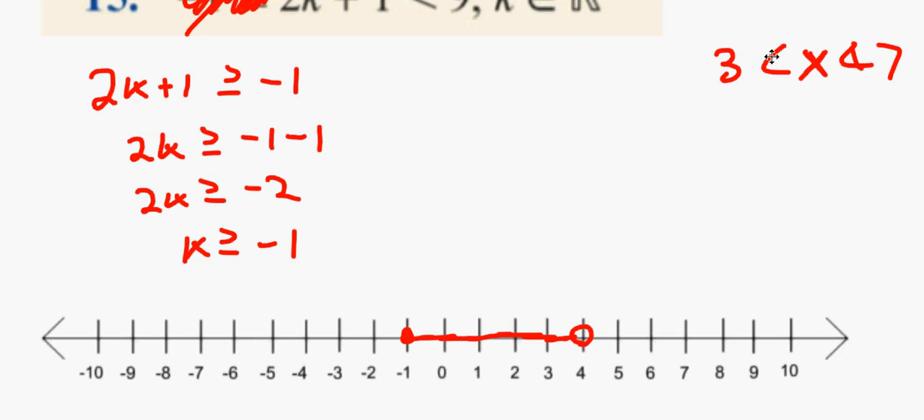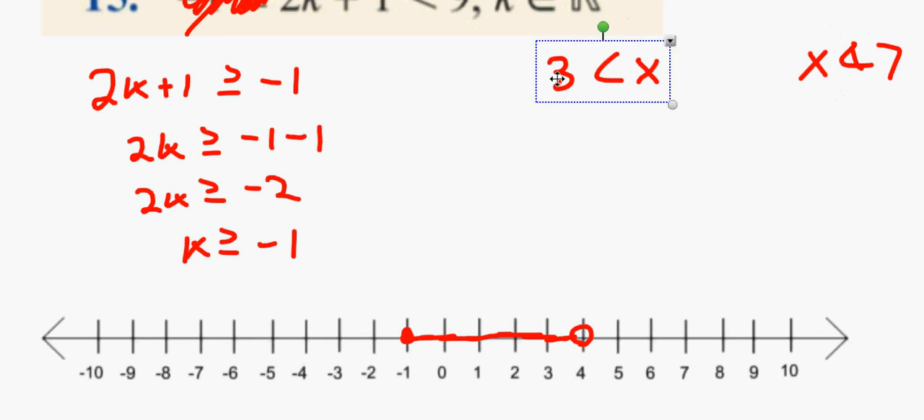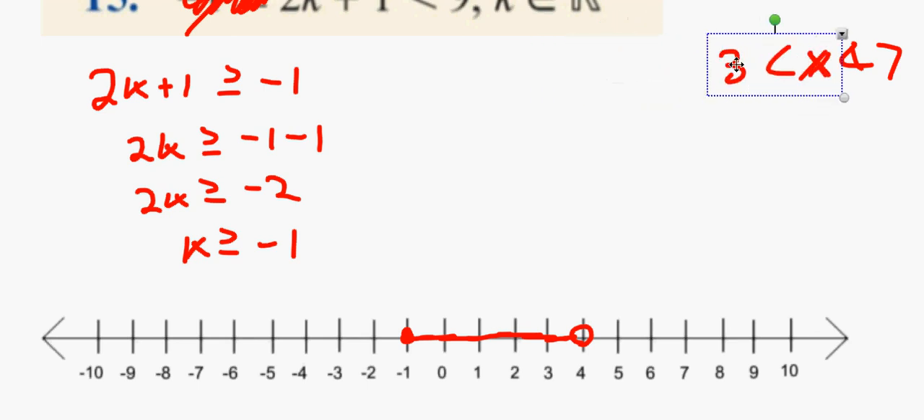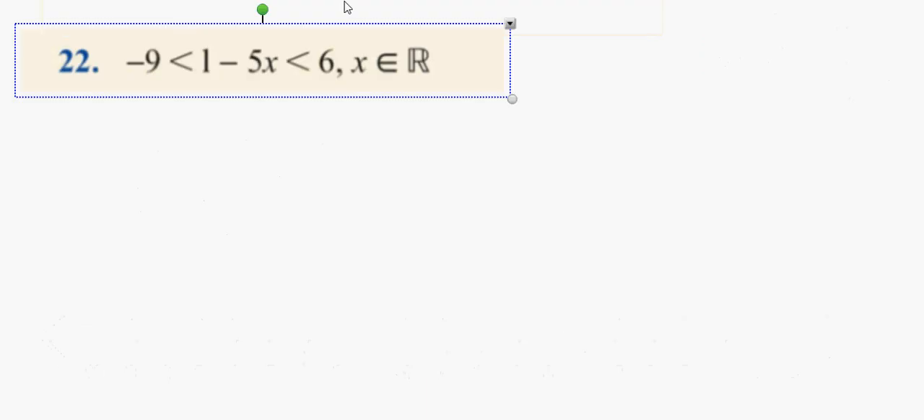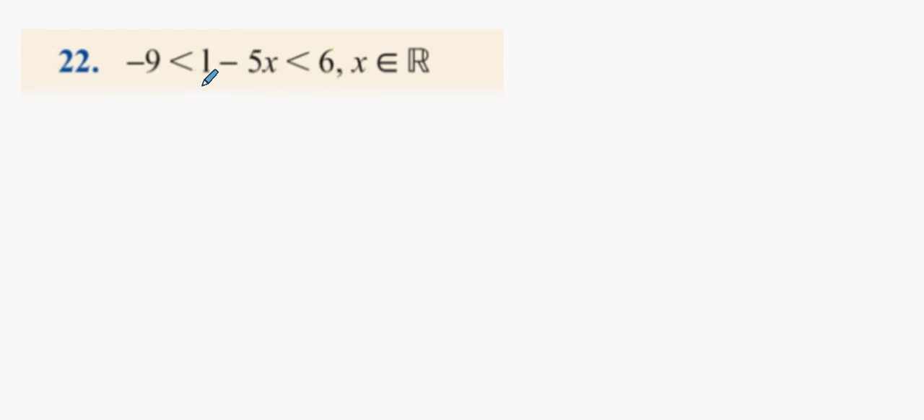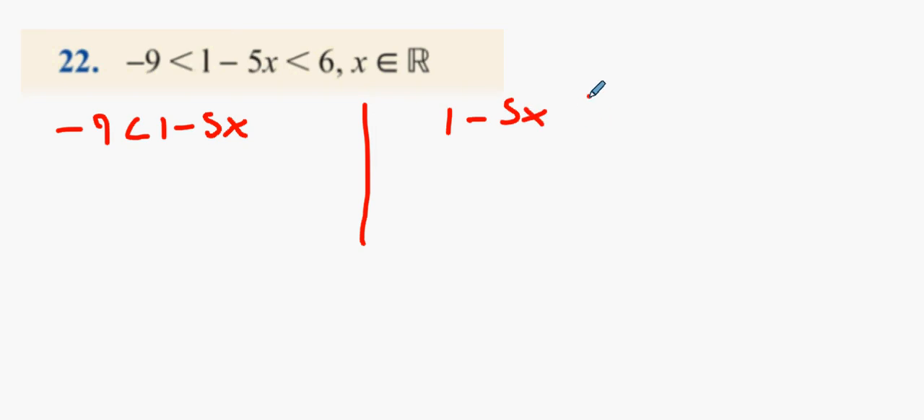So when I grab that and drag it off, see the way it's actually two separate inequalities, but it's expressed as one inequality. That's all. You just split them in half always. Okay? You always do it this way. So same thing here. These two inequalities represent minus 9 less than 1 minus 5x, and they also represent 1 minus 5x less than 6.